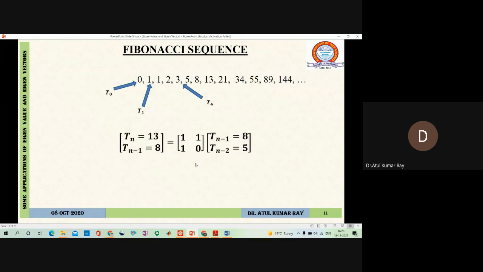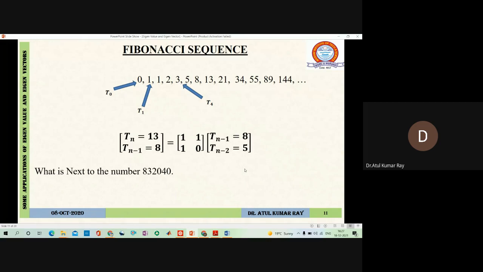So the eigenvalue here is just a cross check, because if Tn is 13, then 13 will definitely be the sum of 8 and 5. So it will yield the same thing. It is just for cross check. 8 is equal to 8. Okay, so what is the next number to this?